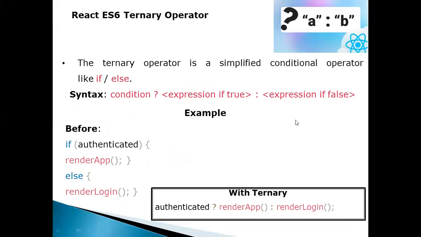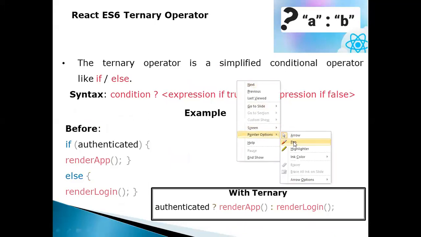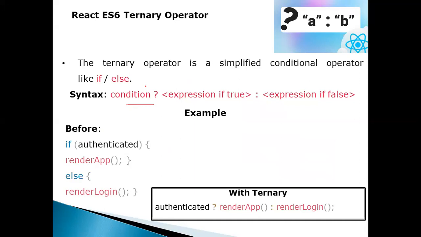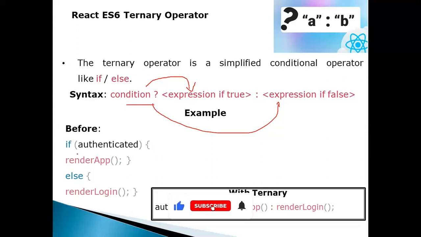And coming to the ternary operator, as you are already aware, first is the condition. If the condition is true, it will execute this one. If the condition is false, it will execute this one. Let me show one example. If authenticated, then go for render app, else go for render login function. If it is authenticated, if it is correct, you can go for this.